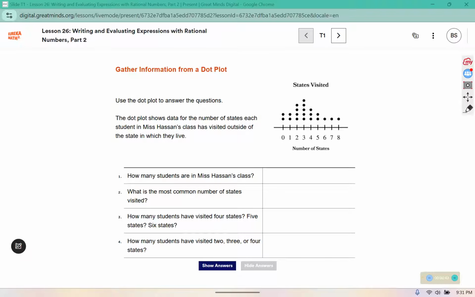How many students have visited 2, 3, or 4 states? So for that one, we have 2, 3, and 4. There's 1, 2, 3, 4, 5, 6, 7, 8, 9, 10, 11, 12 students who have visited 2, 3, or 4.